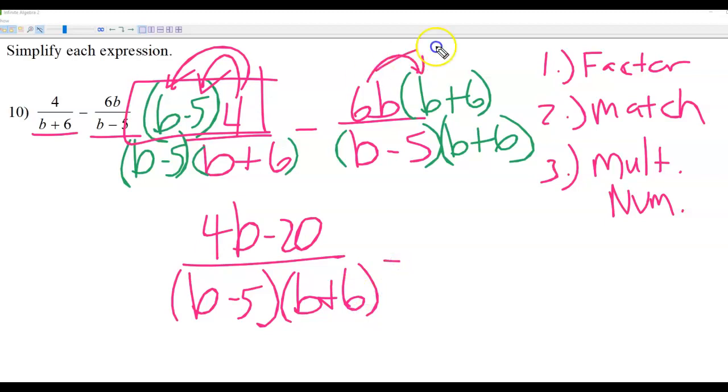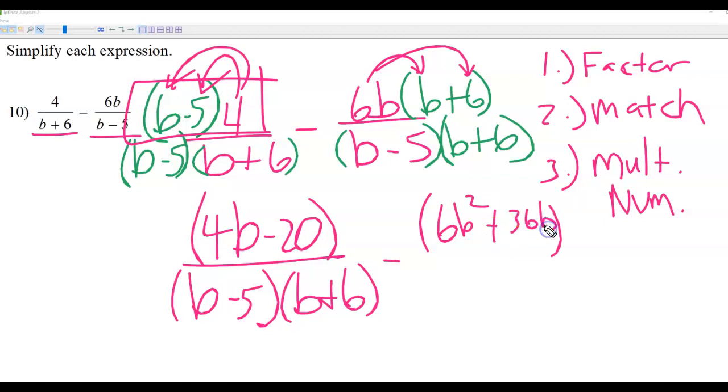And same thing here, we're going to distribute again. And we're going to get 6b squared plus 36b. My b's and 6's look a little similar there, I have to be careful. Then on the bottom, we still have b minus 5, b plus 6. Okay.